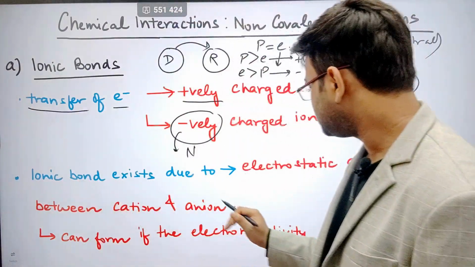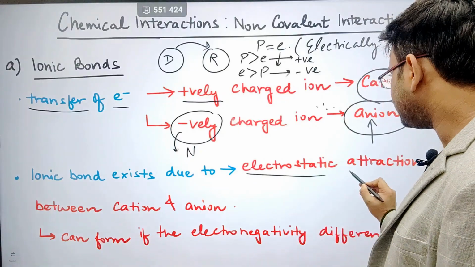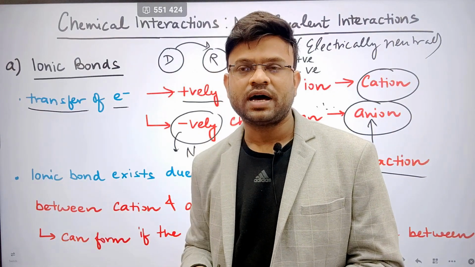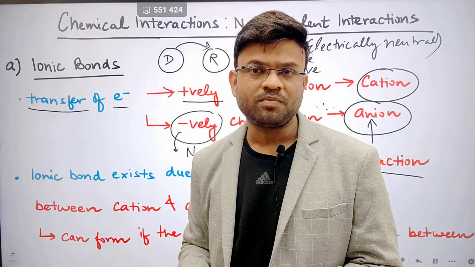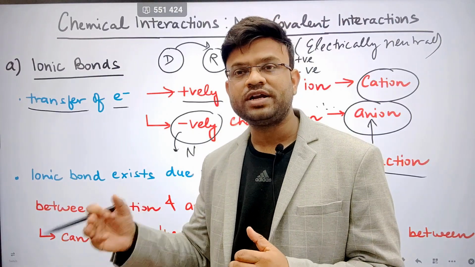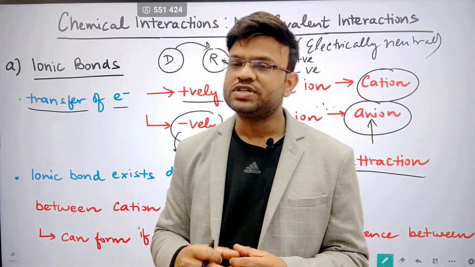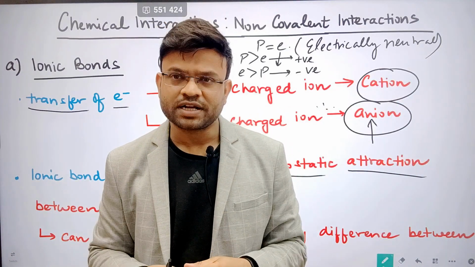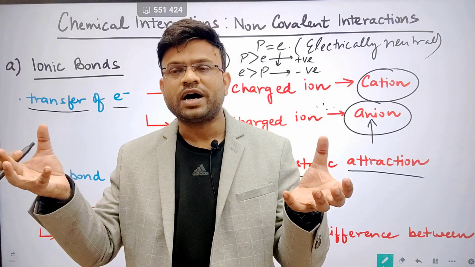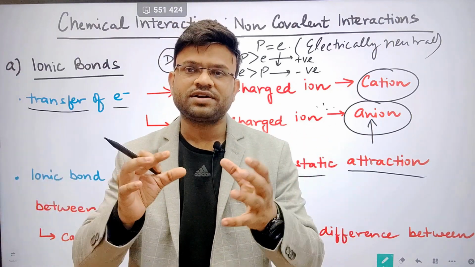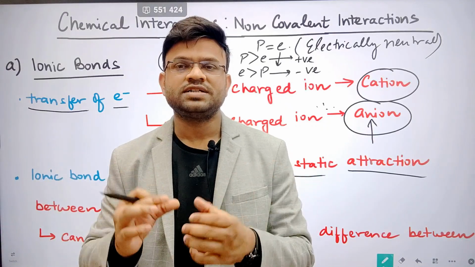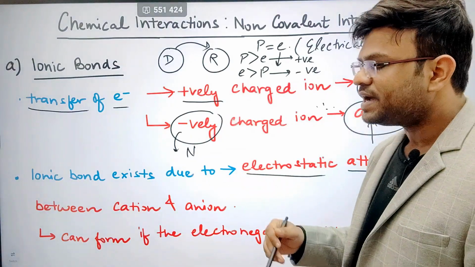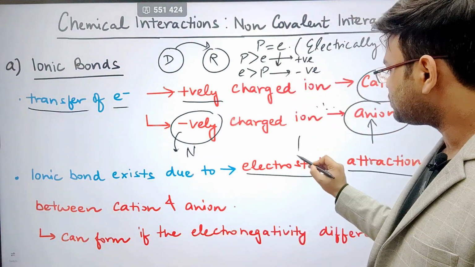Ionic bond exists due to electrostatic attraction. Now, what does this mean? Why would the ionic bond form? The ionic bond would form because of the electrostatic attraction. I've already told you that there would be positive charges and there would be negative charges. Now, these positive charges and negative charges will be interacting with each other. Why? Because these two are opposite charges, and we know that opposite charges attract. So when the opposite charges are attracting, an ionic bond would be formed. So the ionic bond is existing because of the electrostatic attraction.